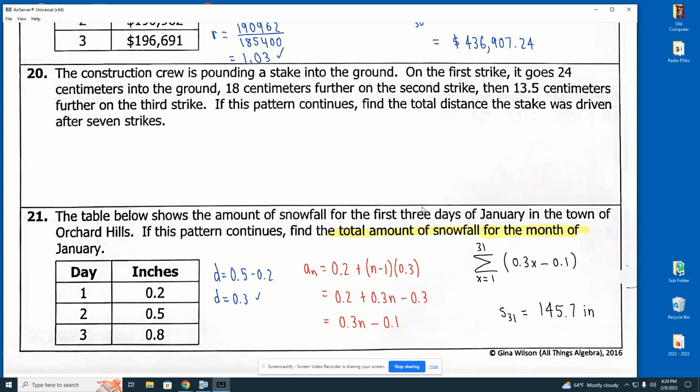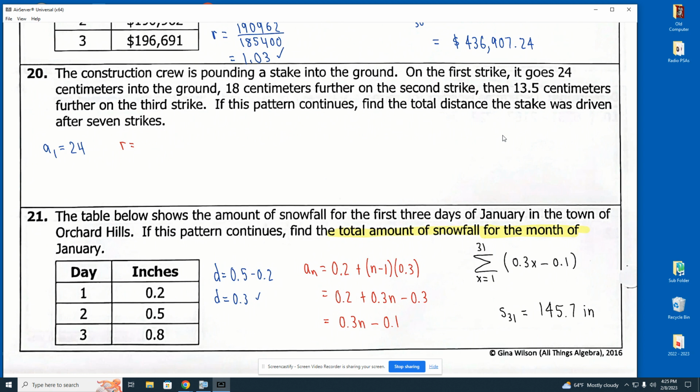Here's what this one says. The construction crew is pounding a stake into the ground. On the first strike, so A sub 1, they hit it in there 24 centimeters. And then they do 18 the next one. They hit it 18 further. And then they hit it 13.5 further. So if you look at those, to go from 24 to 18 is minus 6. Well, if I subtract 6, it's not 13 and a half. That's impossible. So this must be a common ratio.